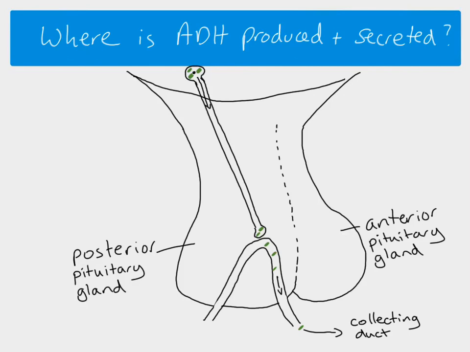And if the water potential of the blood has moved away from the set limits that the body has, in terms of the upper and lower limits for water potential that it can tolerate, then the brain will send an impulse down this neuron to cause the secretion of the ADH into the blood.